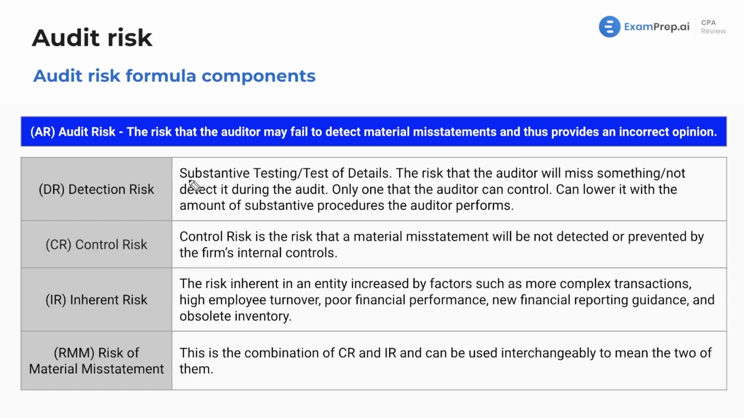Detection risk, as we said, how do we lower detection risk, or how do we just deal with it? Well, we perform more substantive testing, also known as more tests of details. It's the risk that the auditor will miss something or not detect it during the audit. It's the only one that the auditor can control, and you can lower it with the amount of substantive procedures the auditor performs. Control risk, this is the risk that a material misstatement will not be detected or prevented by the firm's internal controls. And that's a material misstatement due to fraud or error, just like any material misstatement could be due to fraud or error.